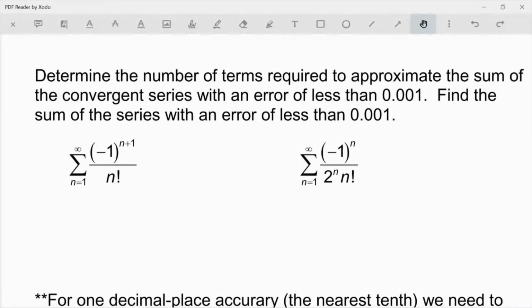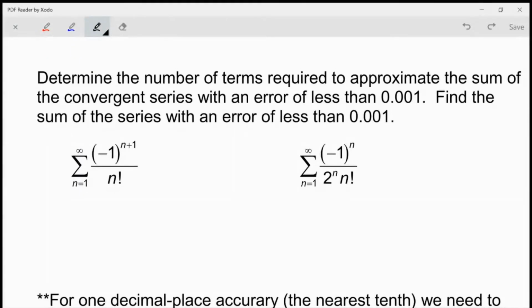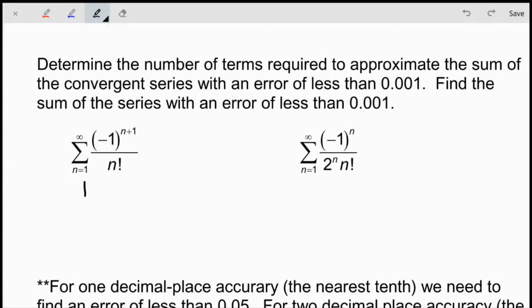Okay, so this is where we would really use this. Determine the number of terms required to approximate the sum of the convergent series with an error of less than 0.001. Find the sum of the series with an error of less than that. So what I'm going to do here is figure out the magnitude of each one of these terms. Here I've got an alternating series, but I've got a factorial in the denominator. So the magnitude of each term is just 1 over n factorial. Remember, at some point, that is going to be my error, whatever n term I need to get to. So I need that to be less than 0.001.